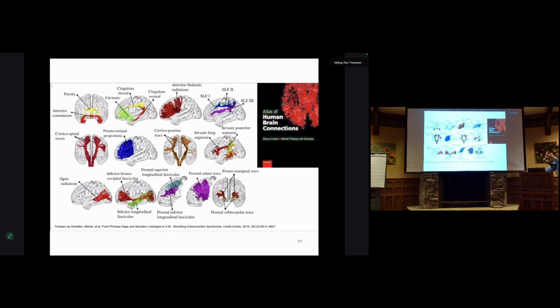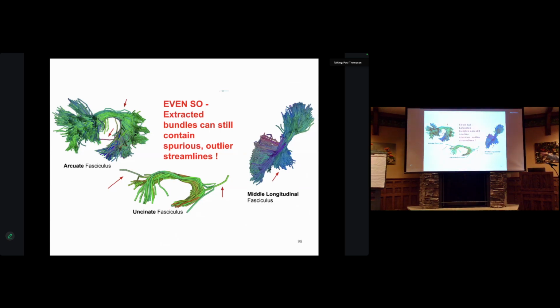Look, in textbooks, these connections look fabulous. They never look better than they are in these pictures. But in my lab, they look like this. When the data comes in, is that an arcuate fasciculus? I don't know. What is this?